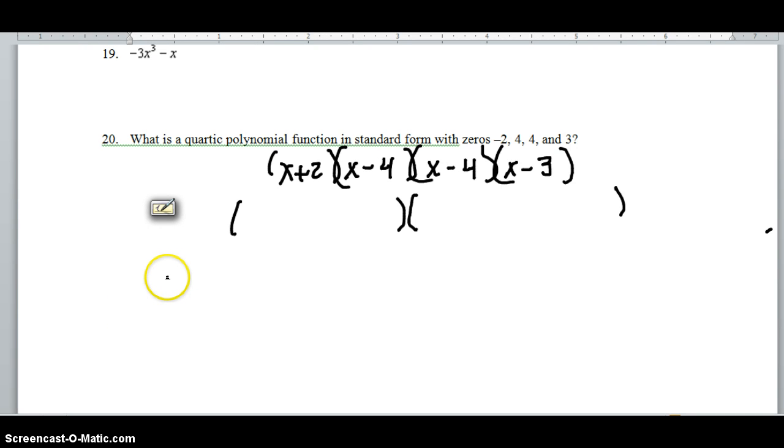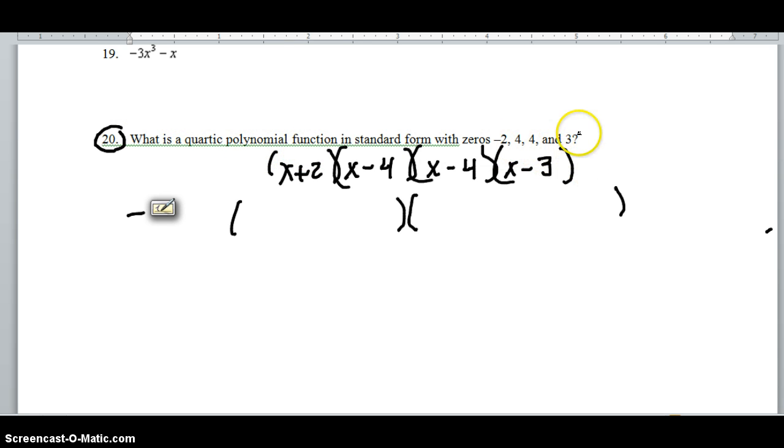Okay, folks, here is the review for Chapter 5. I thought I'd do something a little bit different, just work backwards from 20 to 1, just for some giggles. So I wanted to go ahead and first look at 20. We need to write this in a polynomial function.